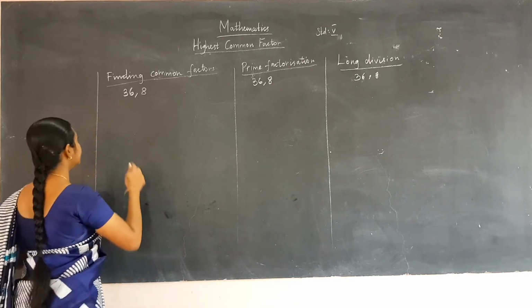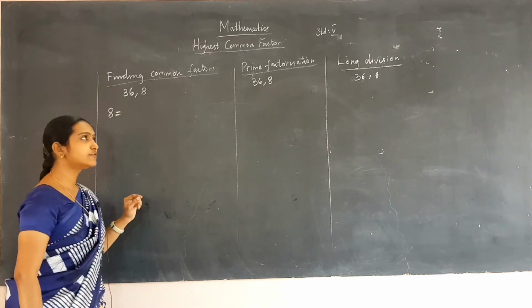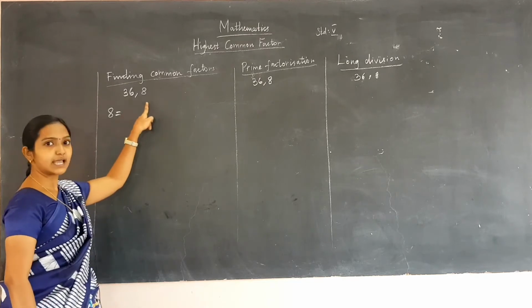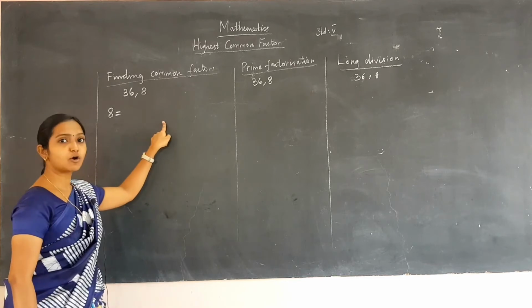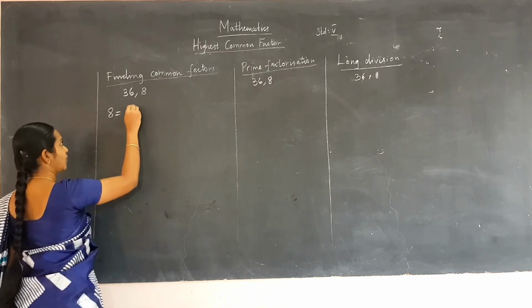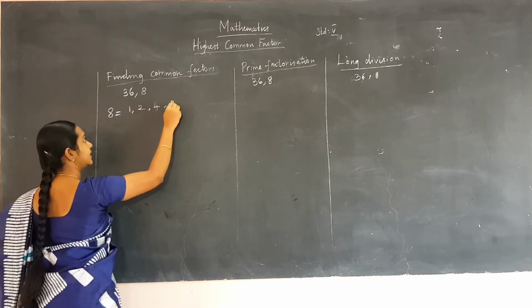First write the factors of the given numbers. We are going to find the highest common factor of 36 and 8. First I have written 8. We have to find the factors of 8 first. The factors of 8 will be 1, 2, 4 and 8.